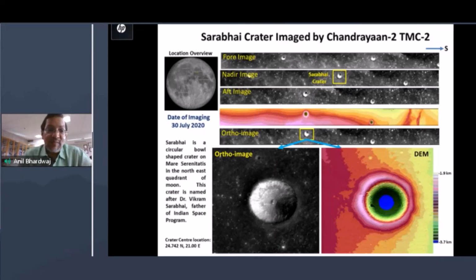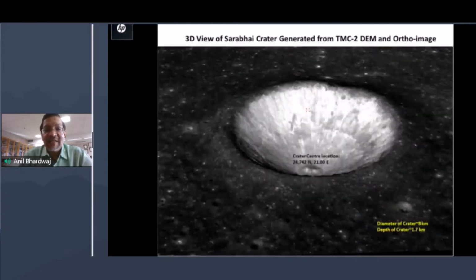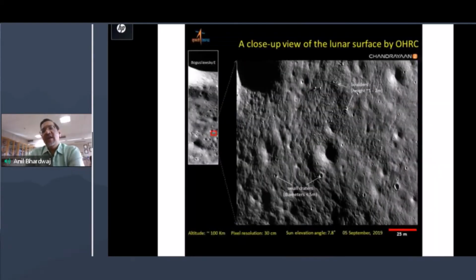So there's a crater on the surface of the moon, which is on the near side. So if you really have a telescope, you can zoom in and see this Sarabhai crater on the moon. And this was actually imaged by the terrain mapping camera. And you can see it much better in this image, where the size of this crater is about 8 kilometers and a depth of almost 1.7 kilometers.